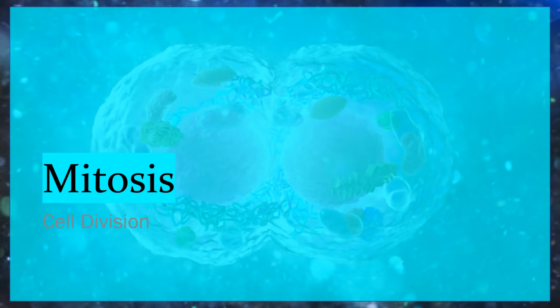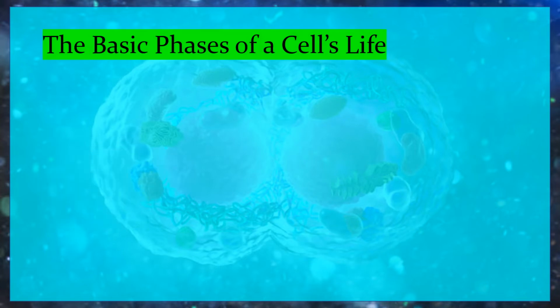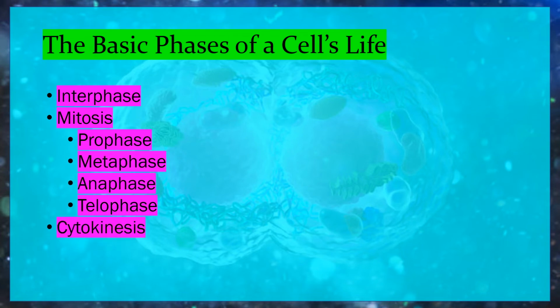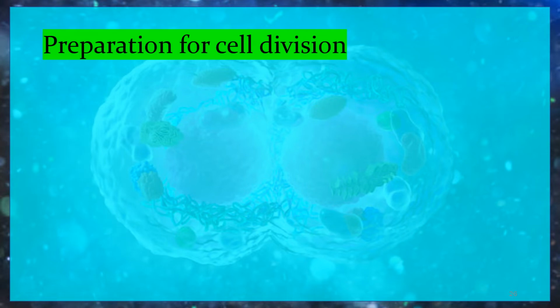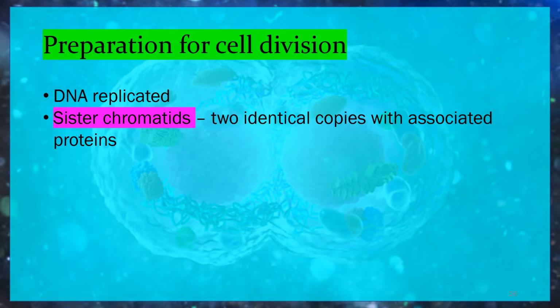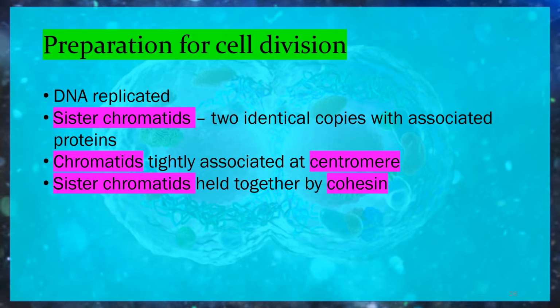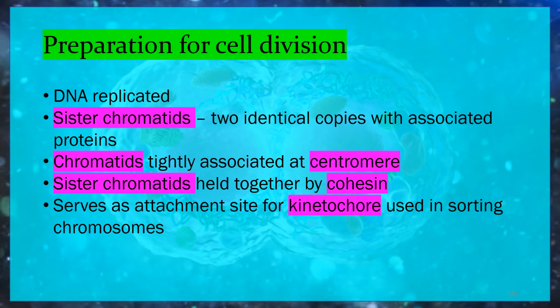Going on to mitosis. These are the basic phases of a cell's life: interphase, mitosis, which contains prophase, metaphase, anaphase, telophase, then cytokinesis. In preparation for cell division, the DNA is replicated. The sister chromatids are two identical copies with associated proteins. Chromatids are tightly associated at a centromere. The sister chromatids are held together by cohesion. This serves as an attachment site for the kinetochore used in sorting chromosomes.